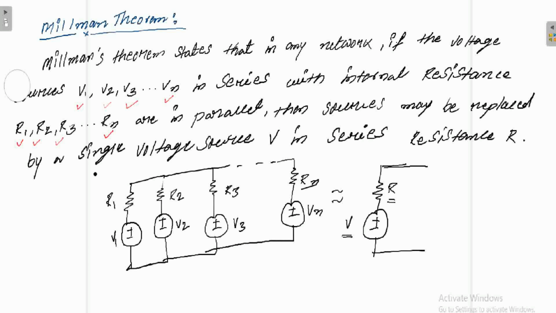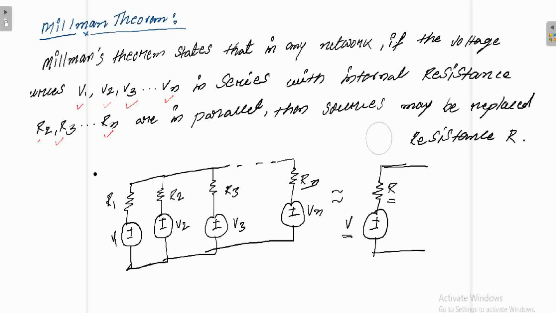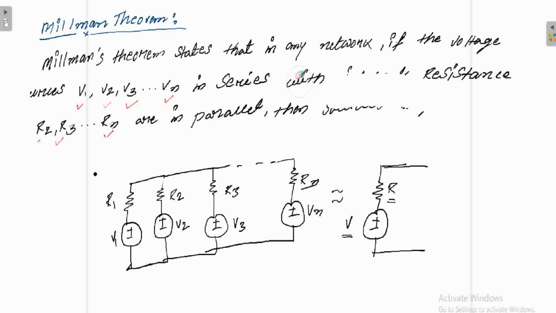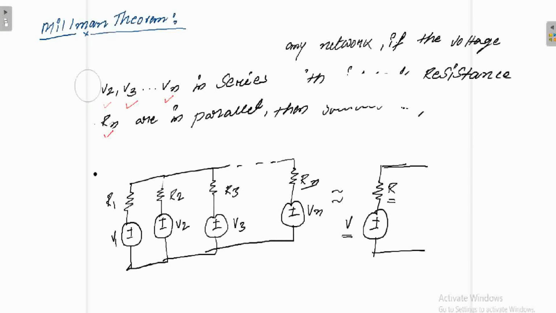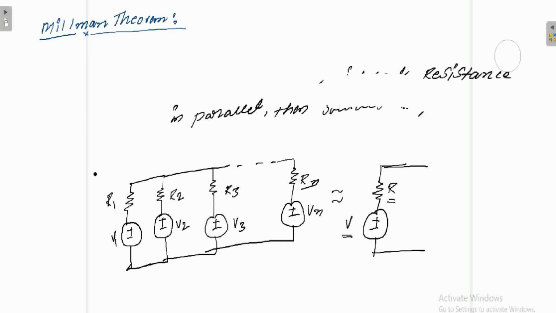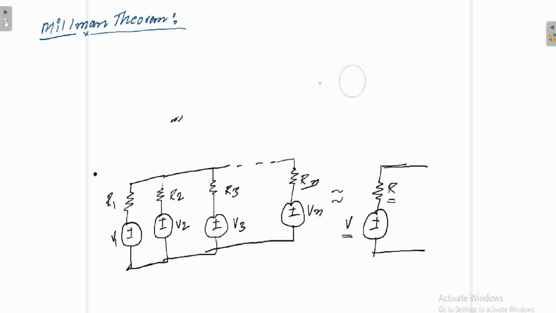This Millman's theorem can be applied to current sources also. At the last we will see how the diagram looks for a current source. Let us see with the voltage sources first. Millman's theorem is applicable to voltage sources in series with a resistance, while for current sources they are in parallel with the resistance. So how to find this V value?